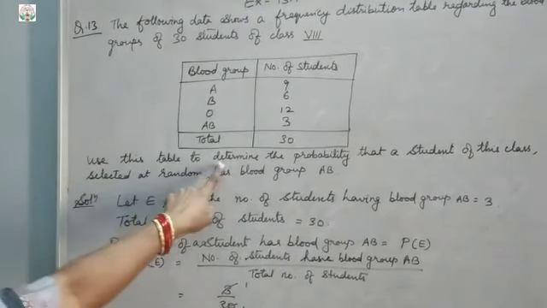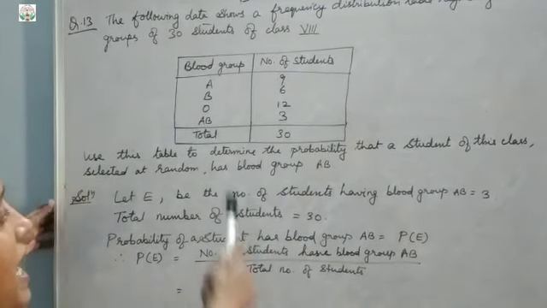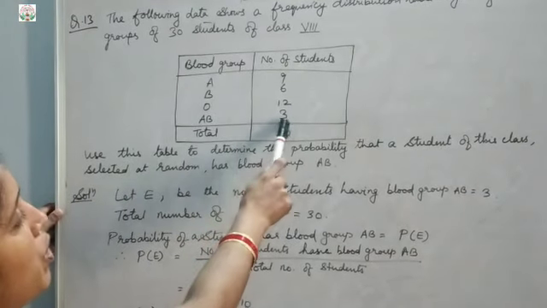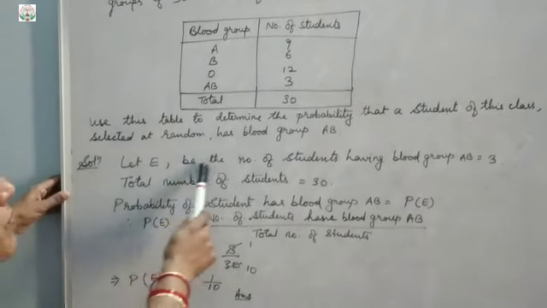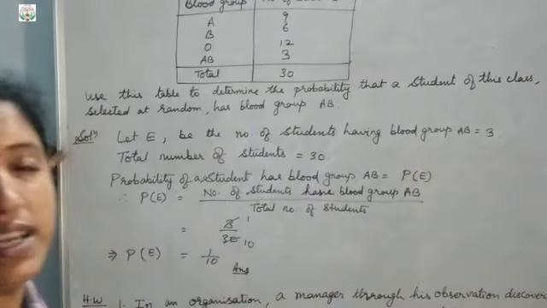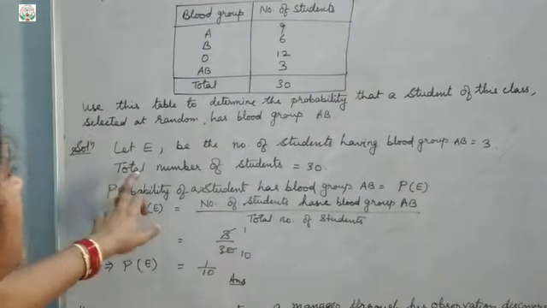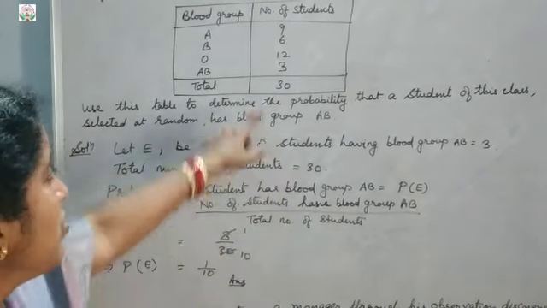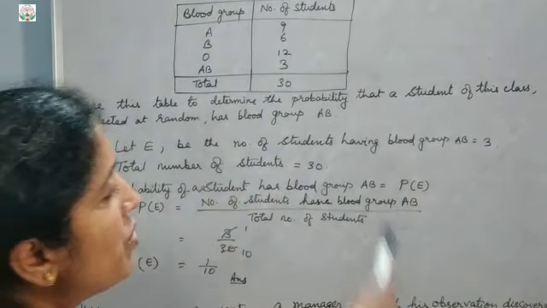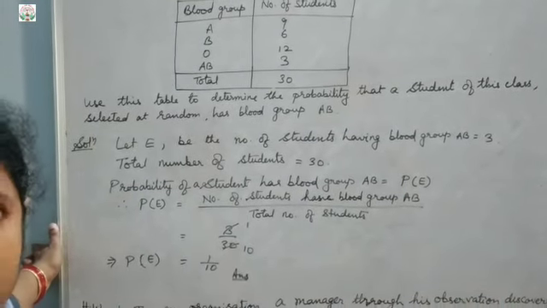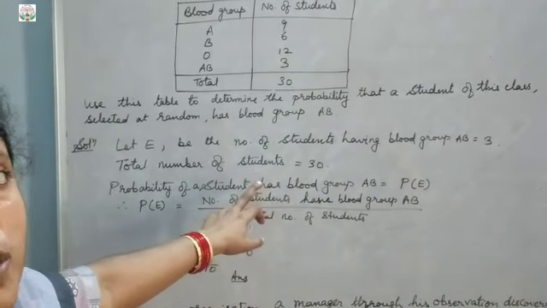Clear? Use this table to determine the probability that a student of this class selected at random has blood group AB. So AB blood group, how many students are there? 3. Clear? So you can easily find the probability. Let E be the number of students having blood group AB. That equals 3, you can see. Now the total number of students is 30. Now the probability that a student has blood group AB, I can write as P of E. That means the probability of E, where the blood group of the student will be AB.